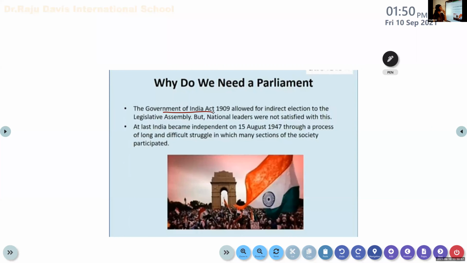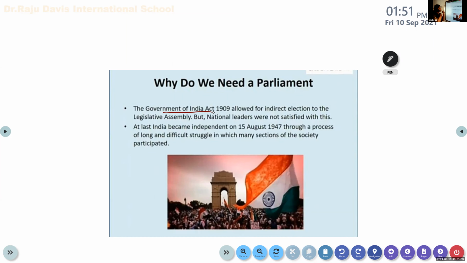So the Government of India Act, in which year was this act passed? 1909. It allowed for indirect election. That means the members of the Legislative Assembly were chosen by some selected members, but it did not give representation to all sections of people. So the national leaders were not satisfied with this. They wanted to represent all people in the Legislative Assembly.